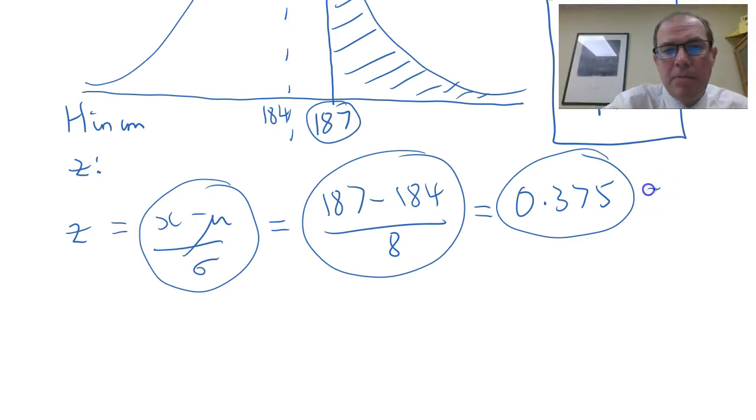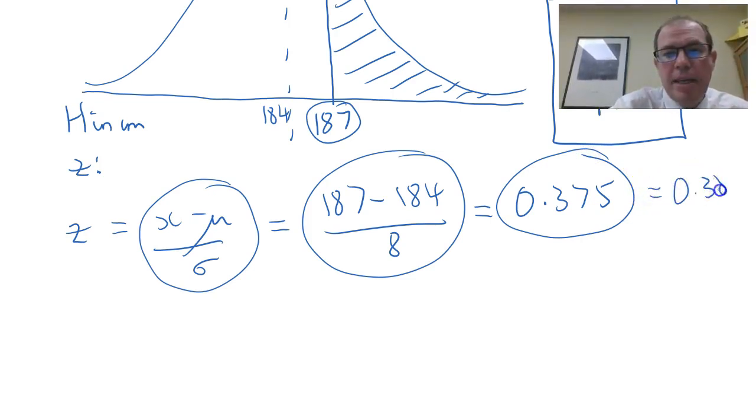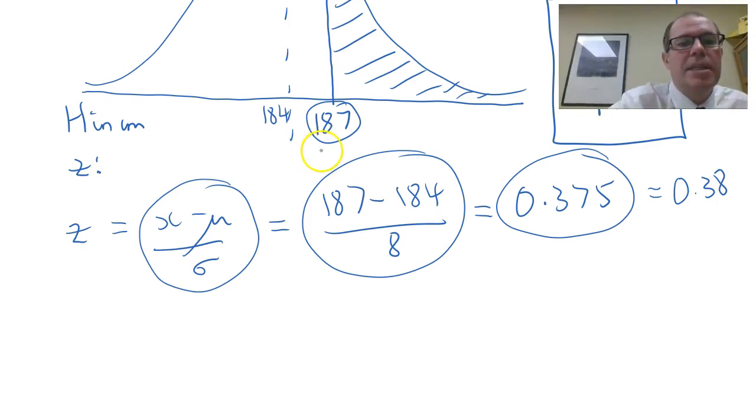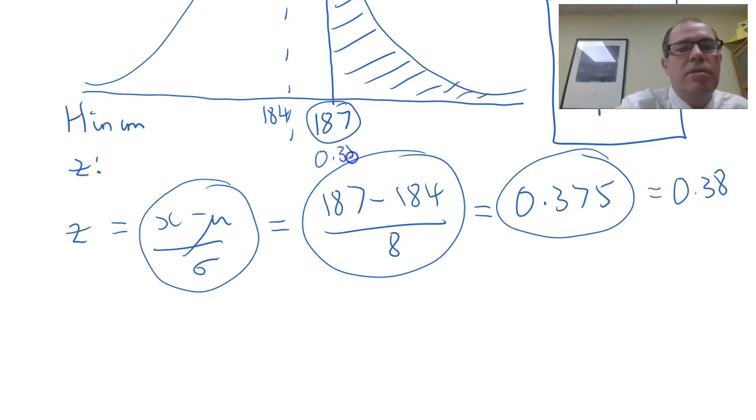Now, I like to round my z-scores to 0.38 because if you're using tables, they're always rounded to 2 decimal places. But if you're using your calculator, you can leave it as 0.375, but don't round to less than 2 decimal places. So my z-score here is 0.38.